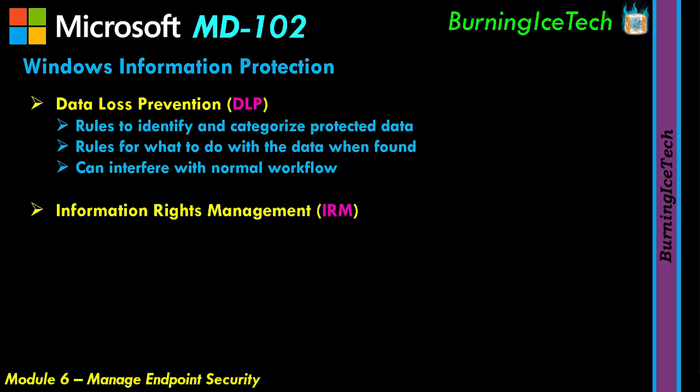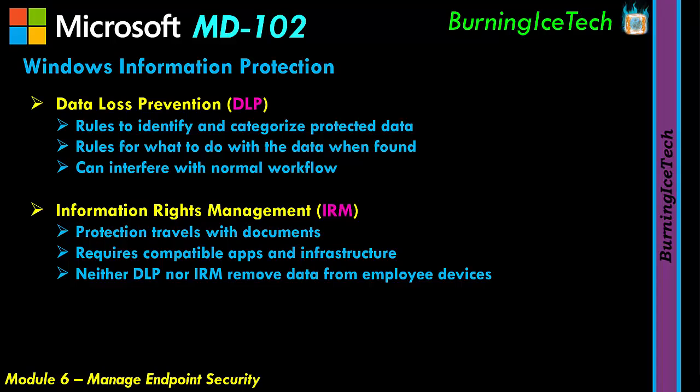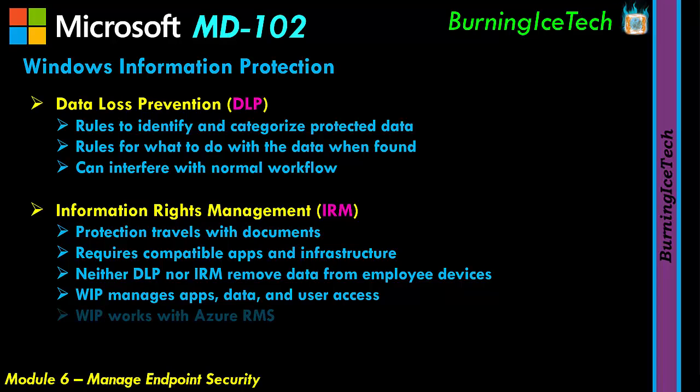So IRM is protection which travels with documents. Now that's pretty cool, but you can also achieve the same thing with sensitivity labels in 365, if you know what that is. It requires compatible apps and infrastructure to work. Neither DLP nor IRM remove data from employees' devices. That's always good to know. And then Windows Information Protection manages apps, data, and user access. And lastly, Windows Information Protection works with Azure Rights Management Services, just in case you didn't know.